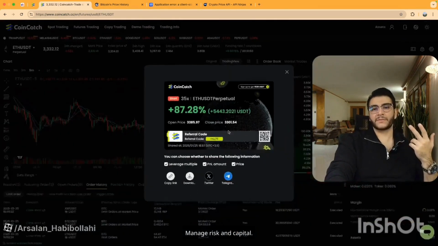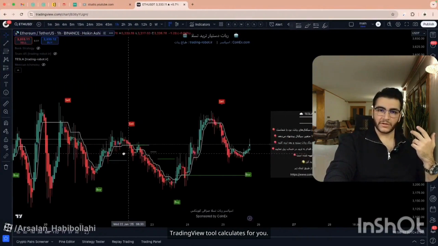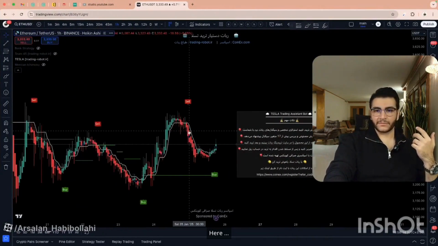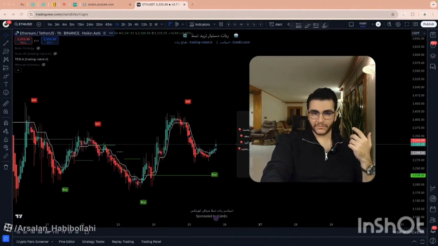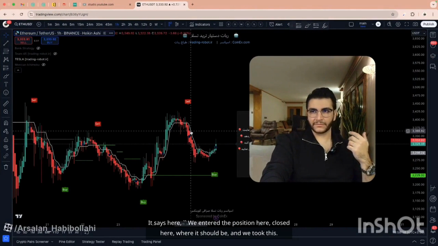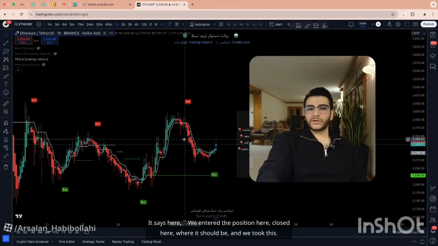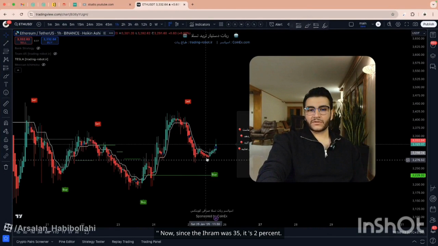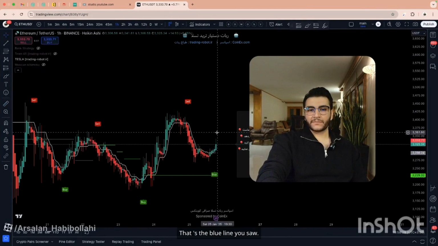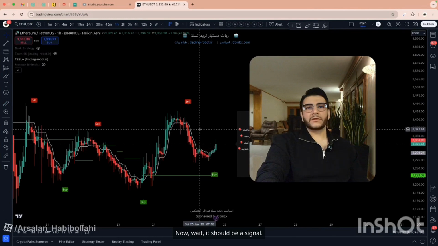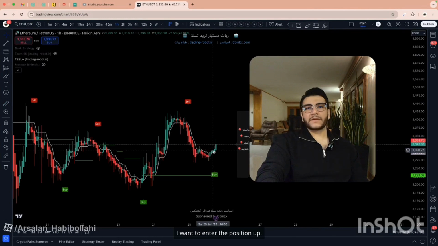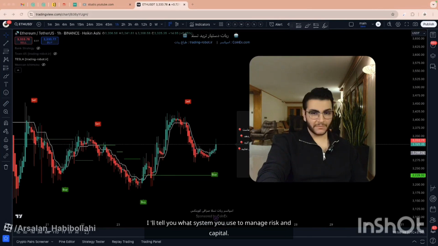Signal in, entering position: manage risk and capital. The TradingView tool calculates it for you. Here I can see the price. It says we entered the position here, closed here, and we took this. Since the leverage was 35, it's 2%. That's the blue line you saw. Now wait, there should be a signal. I want to enter the position up. I'll tell you what system you use to manage risk and capital.